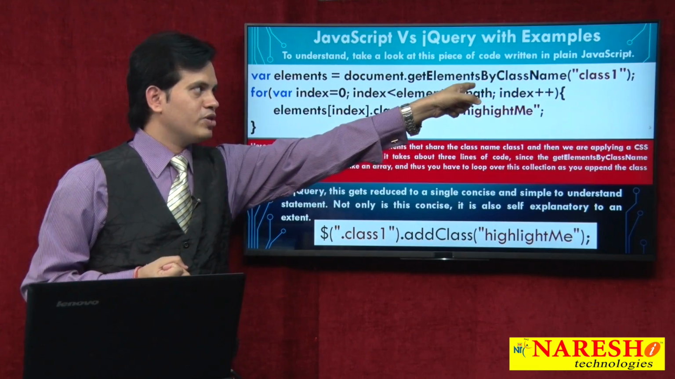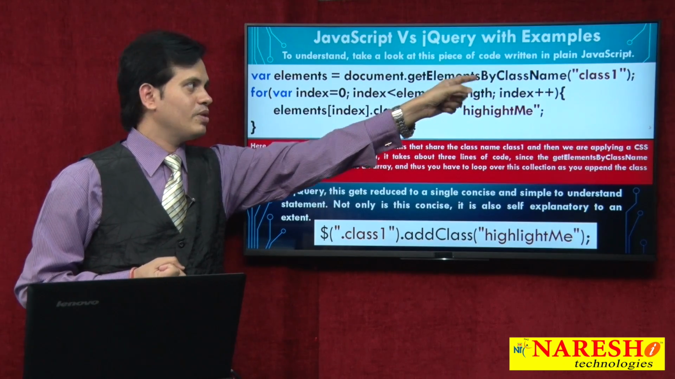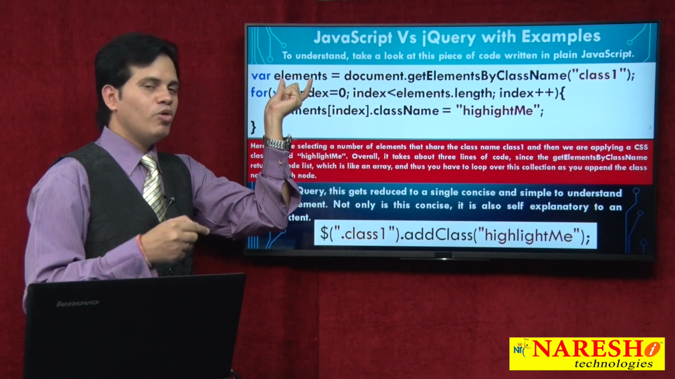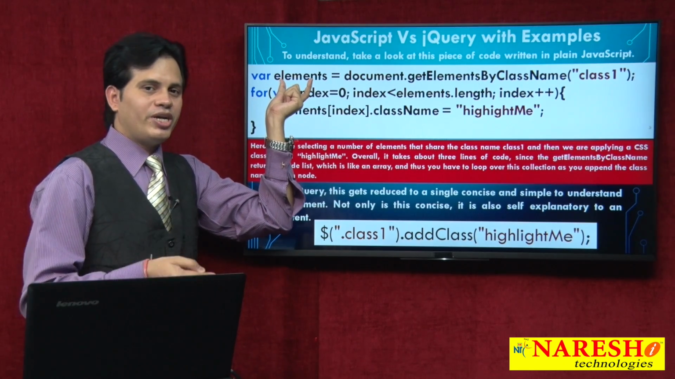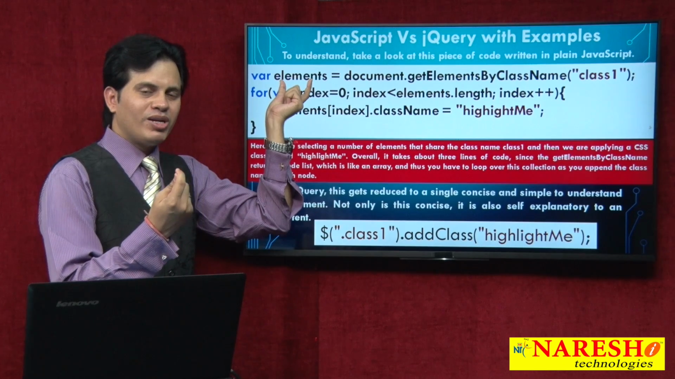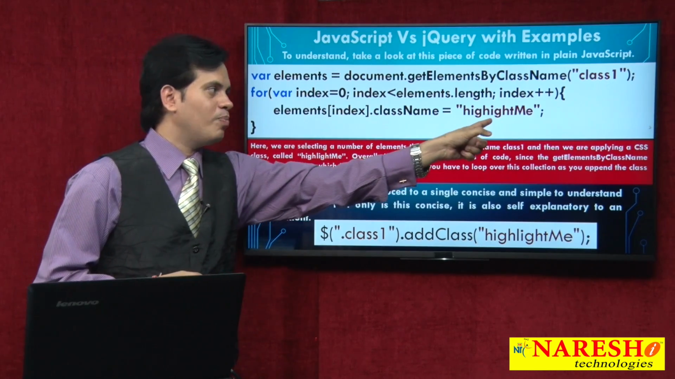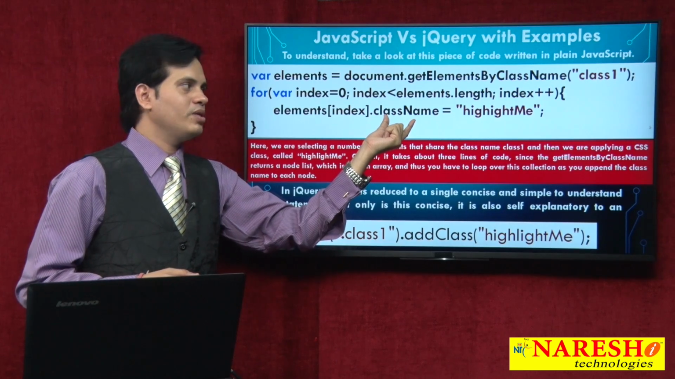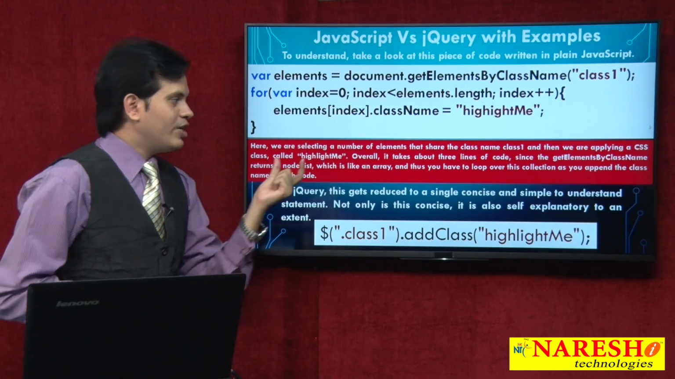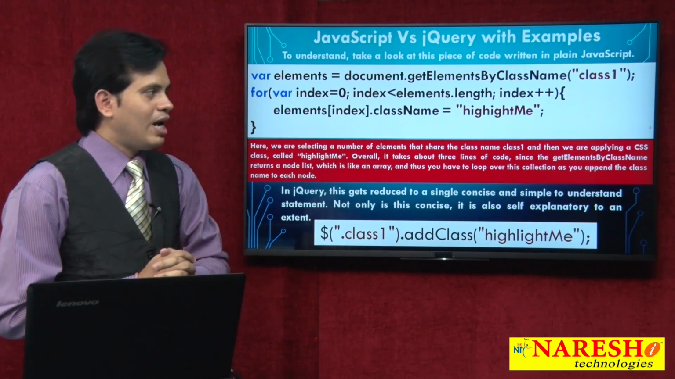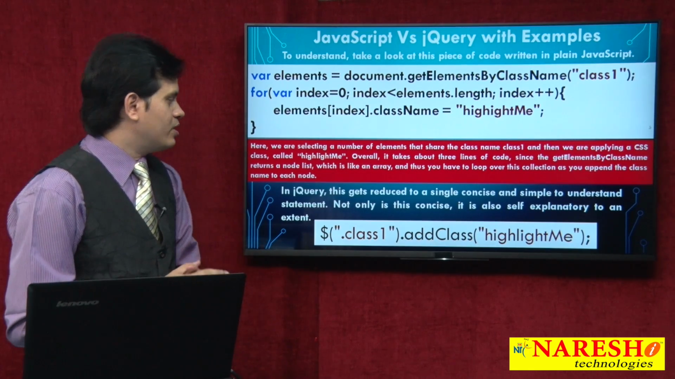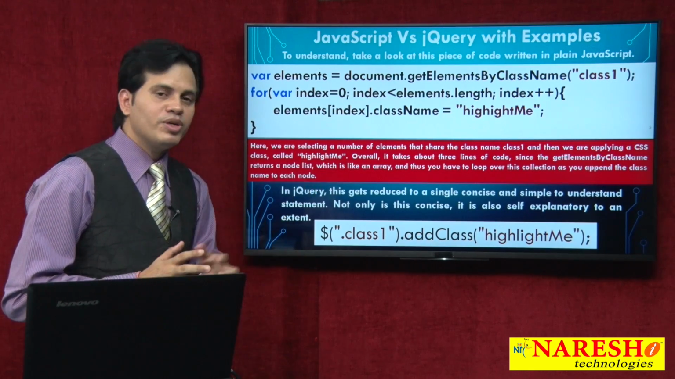So I use the JavaScript function getElementsByClassName, and I am going to iterate over these elements because more than one element is coming. I make a loop over the elements, reading each element one by one, and on each I apply a new class, named highlight me, by using the property called className. So we are selecting a number of elements that share the class name class1, and then we are applying a CSS class called highlight me.